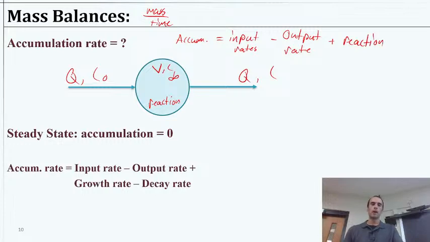And this could be a positive or a negative. So it could be a growth or a decay reaction, or maybe both. Maybe we have two different growth reactions and one decay reaction. Whatever the case, we can capture that in this reaction term. It's basically what I wrote out here. You could write this reaction term as growth rate minus decay rate.